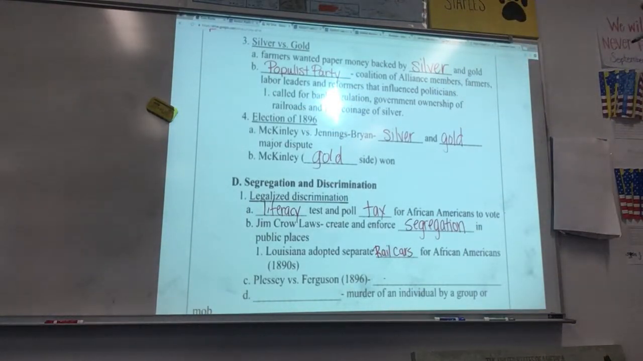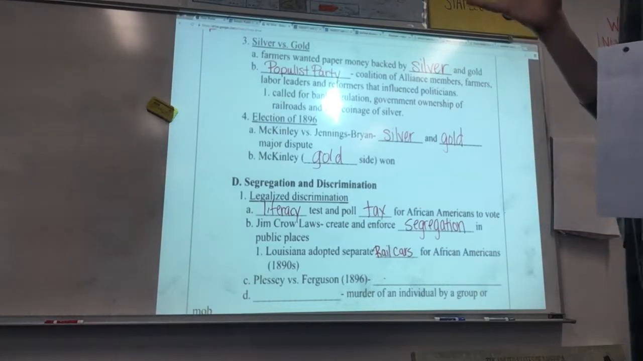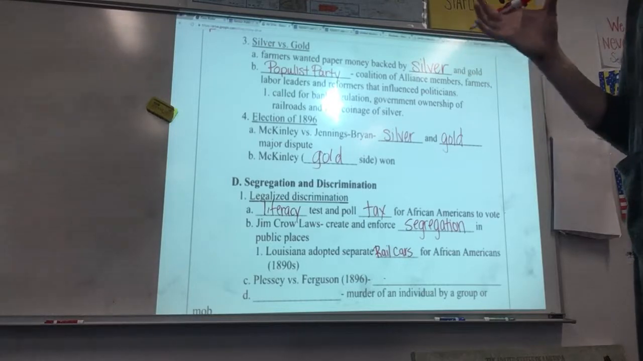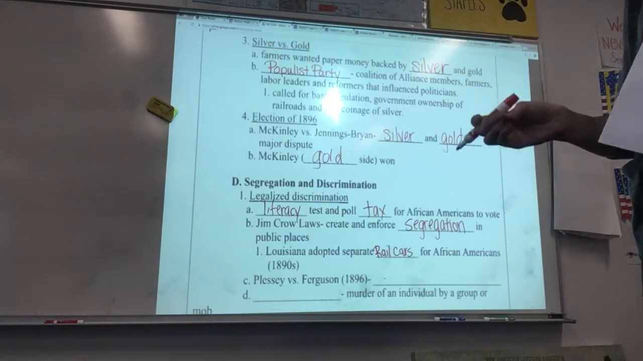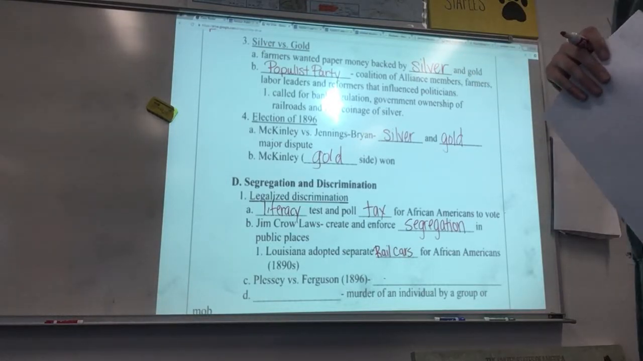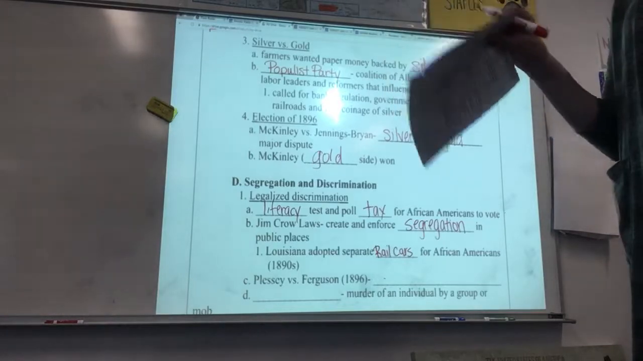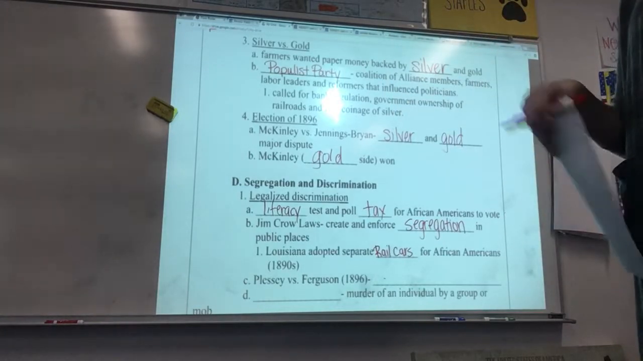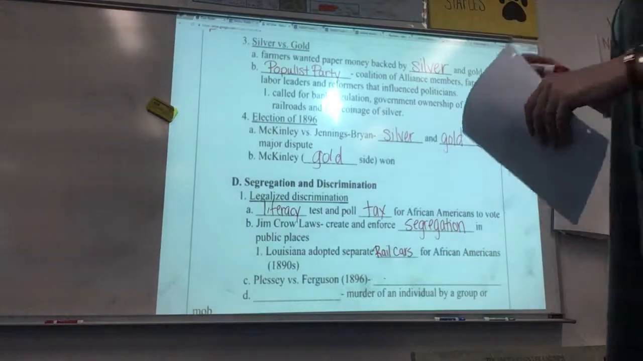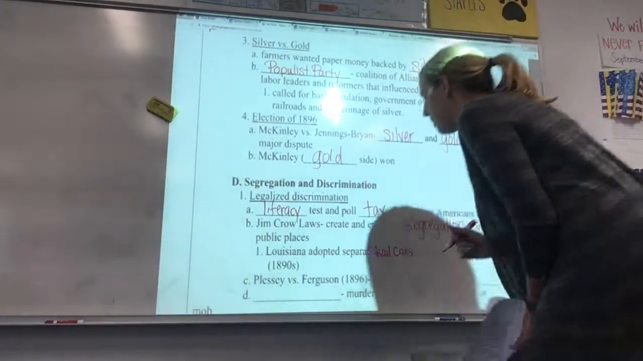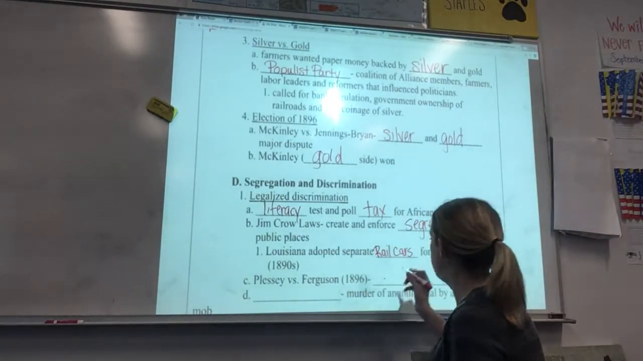Plessy versus Ferguson said that African Americans and white Americans had separate but equal rights. So if you had a railroad car for white people, you had to have one for black people. If you had white bathrooms, you had to have black bathrooms. That was what the law stated in Plessy versus Ferguson.